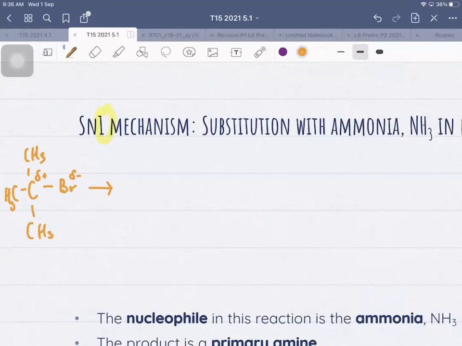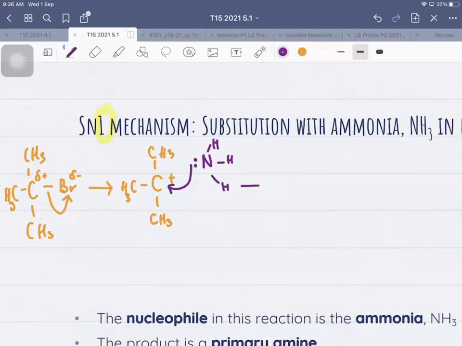The nucleophiles don't come in to attack just yet, so that means I must break the bond. So I have CH3 and I form a carbocation. And that's when my nucleophile comes to attack, which is NH3. The lone pair on the nitrogen will be donated to the positive carbon to form almost my product, but not just yet.